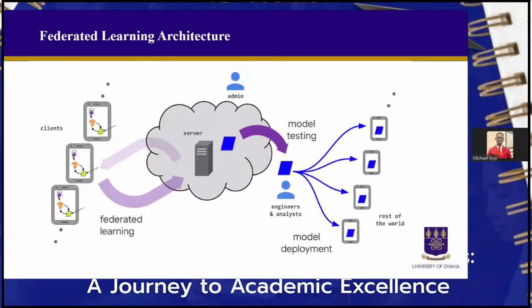Then they now send the trained model, the data from these trained models, to a server or a centralized location where an aggregation is done using federated learning algorithms and models. Then after applying all the models and aggregation, this aggregated data is now sent to the engineers for testing and model deployment, after which it is now sent to the rest of the world for use.